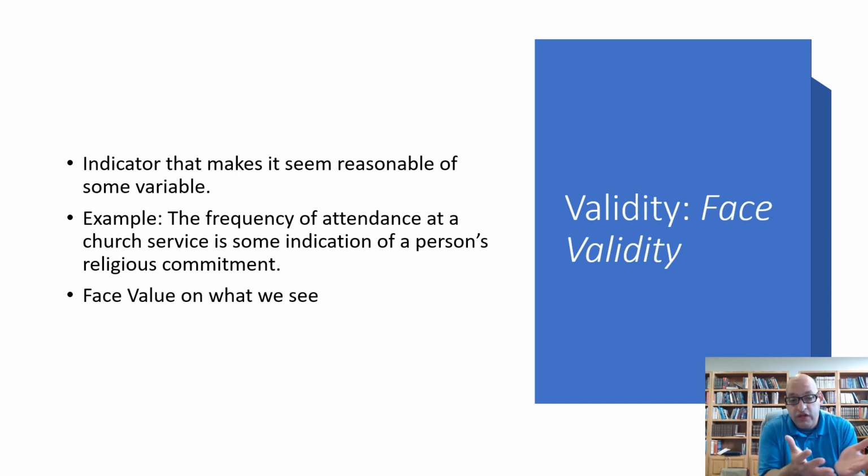Now, we talk about face validity, and that simply means we take it at face value. The person who's looking at the material says, okay, I can look at it, that's what it is, I don't need any more information, and so we take it at face value. So the frequency of attendance at church service is some indication of a person's religious commitment. We might take that at face value and say, yeah, a person who doesn't come to church, they're not really a strong Christian. They may have some issues in their life, but we see the frequency or the patterns of the individual. So we take that at face value and leave it there.